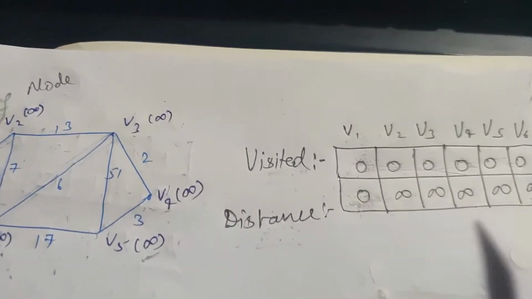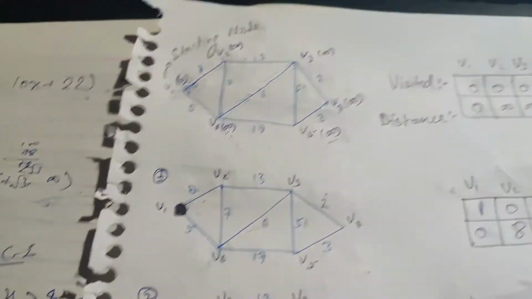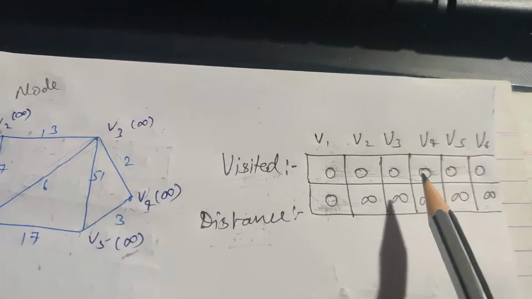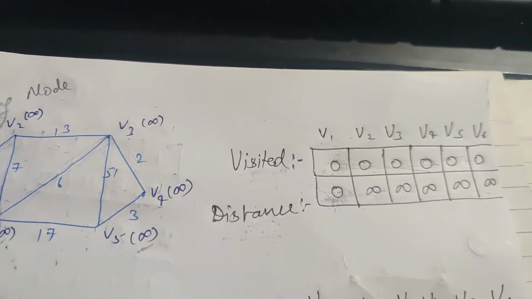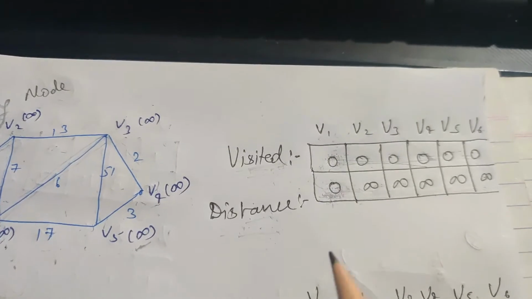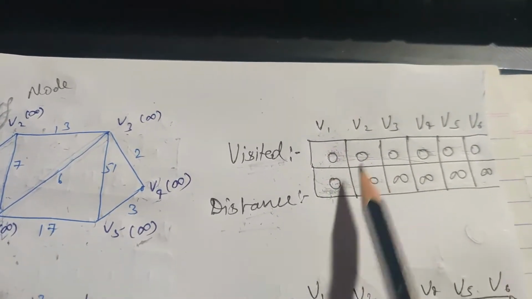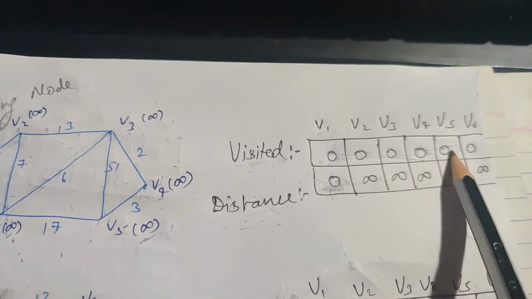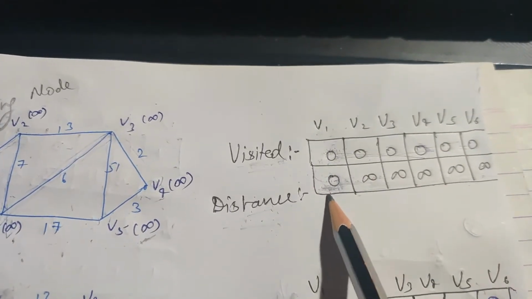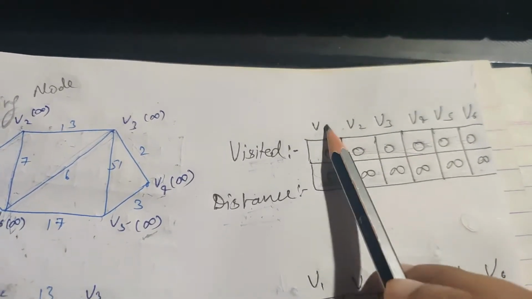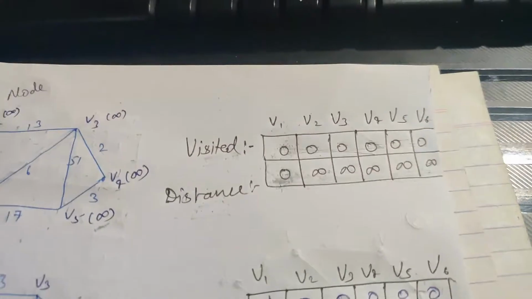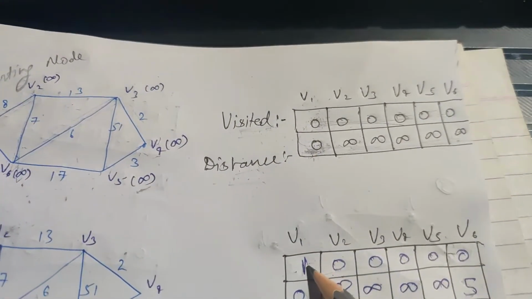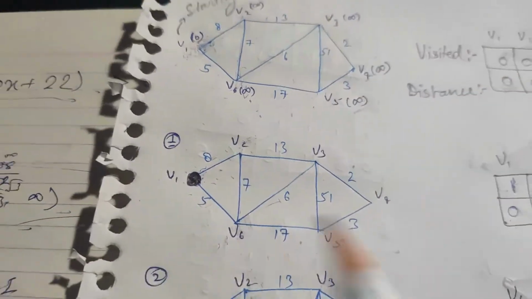Now, what does the rule say? Before we move to the first step, the rule says: select from the unvisited nodes the node which has the shortest distance. Among these nodes, all are unvisited, and the shortest distance is this one. So we select v1 and mark its status as 1. So it is visited now.